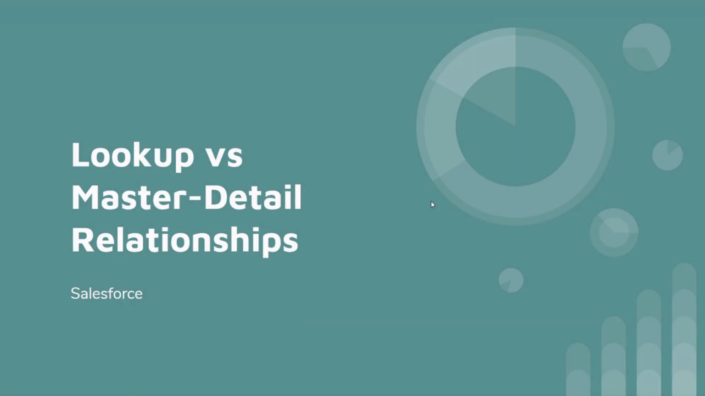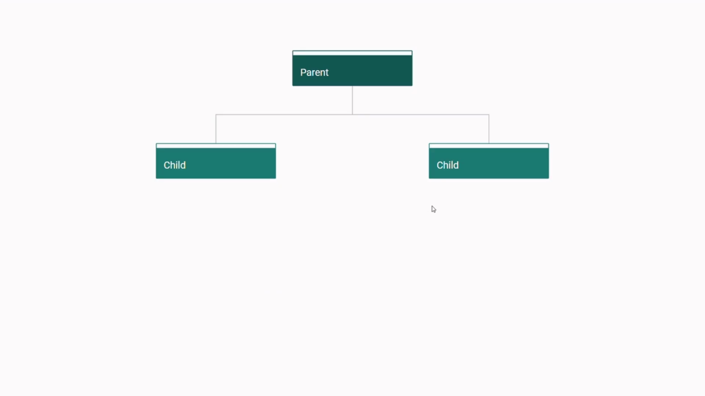Today we'll be looking at lookup and master detail relationships within Salesforce. I'll go through what they are, their differences, and how to create them. Both of these relationships are parent and child relationships. So you create the field in the child, and in that field you select who the parent is. You can have one parent, but you can have multiple children under that parent.